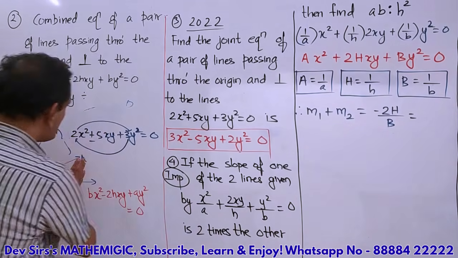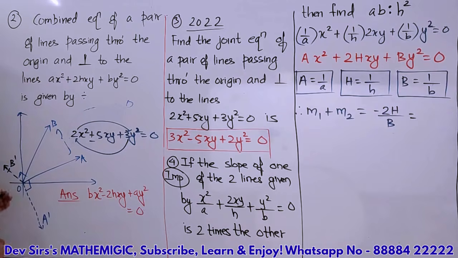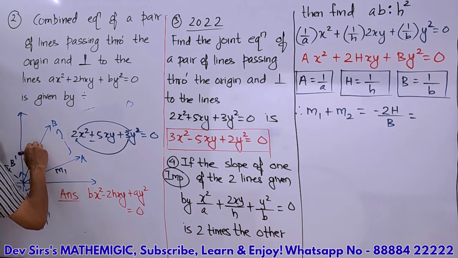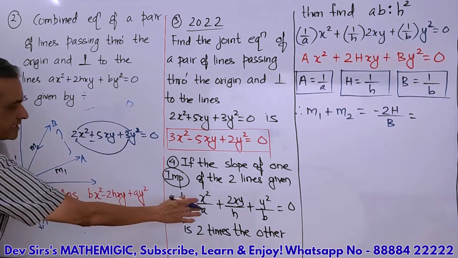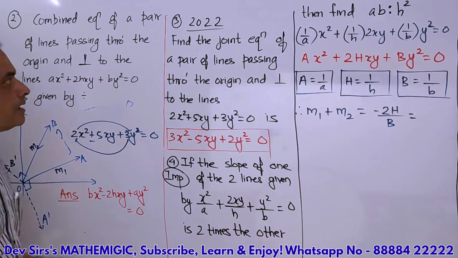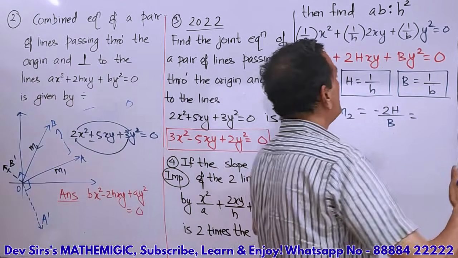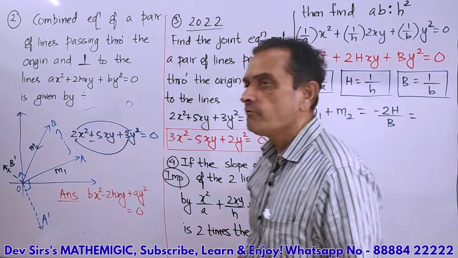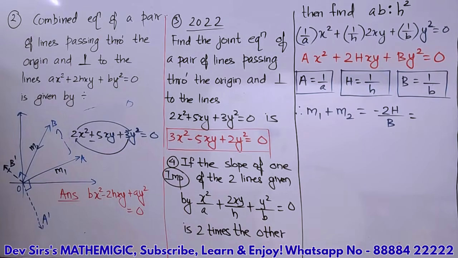Slope of one line is 2 times the other. That means this is m1, this is m2. Then find the value of ab is to h squared, or ab upon h squared. So let us go ahead.